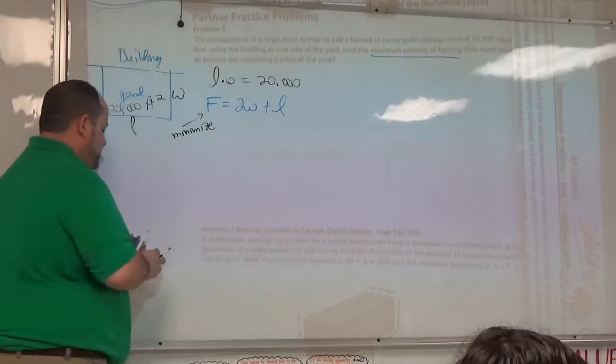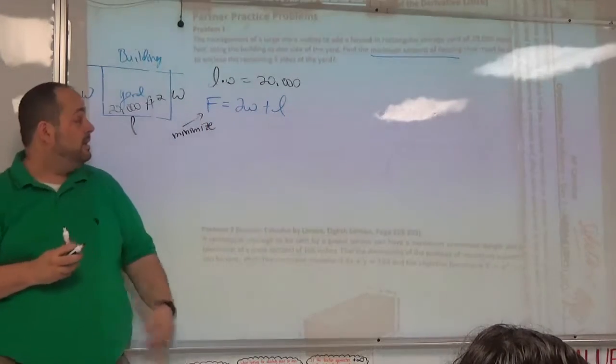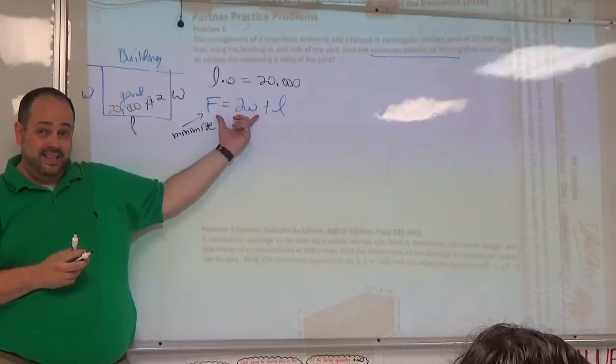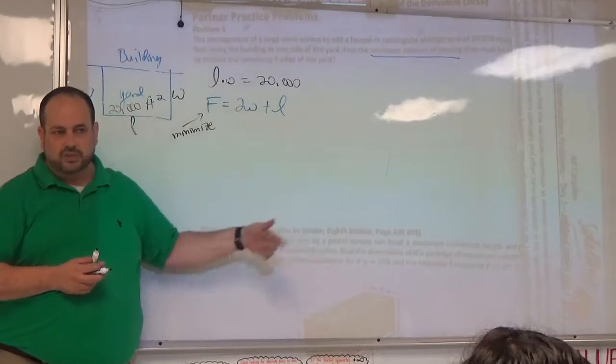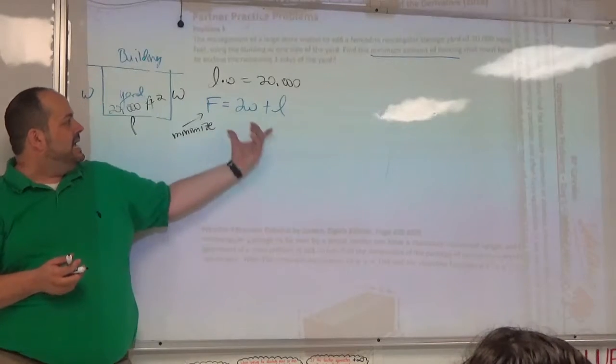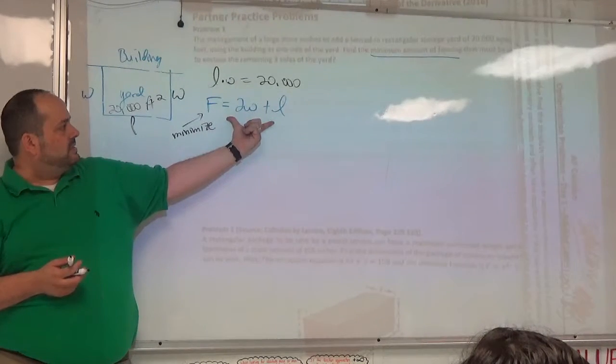If that's what I want to minimize, I think you guys know how the story ends here. This is what I'm going to take a derivative of. This is what I'm going to set equal to zero and do all of those things. David, what's the problem with taking the derivative of this guy here?